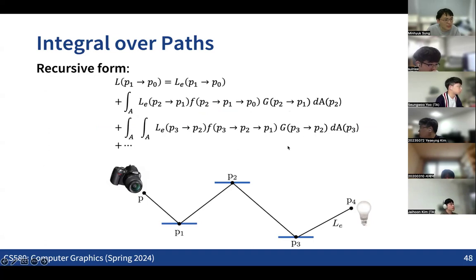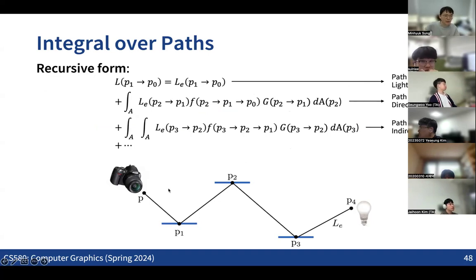Then we can say that the first term here becomes a path of length 1, so we are basically seeing the direct light emission term here. The second one becomes direct illumination with a single bounce, with a path of length 2. And the third case starts to show indirect illumination with a length of 3, and we're going to see some more terms.